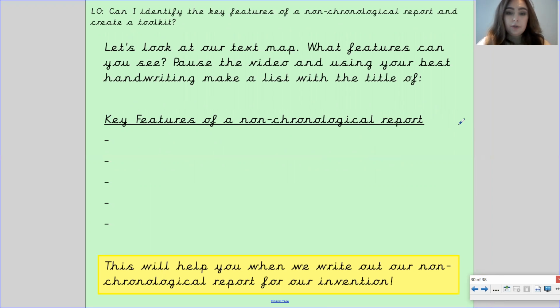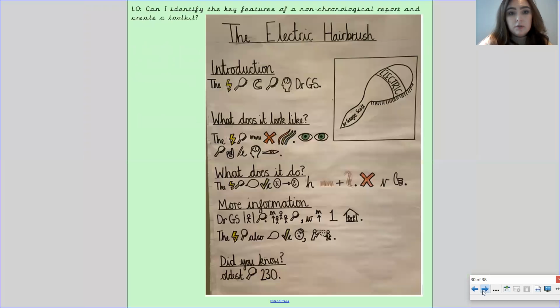Now what I want you to do is become a detective, and have a look at our text map and find all of the features that you can. So when I go to the next slide, you'll need to pause the video, and with your best handwriting, you're going to make a bullet pointed list of all the features that you can see. Now, this is going to really help you when we do write out our non-chronological report for our invention. We're going to be able to flick back to this lesson today to help us when writing our non-chronological report.